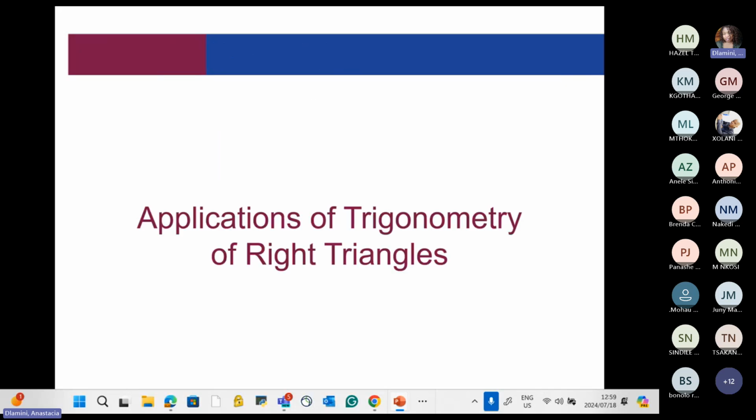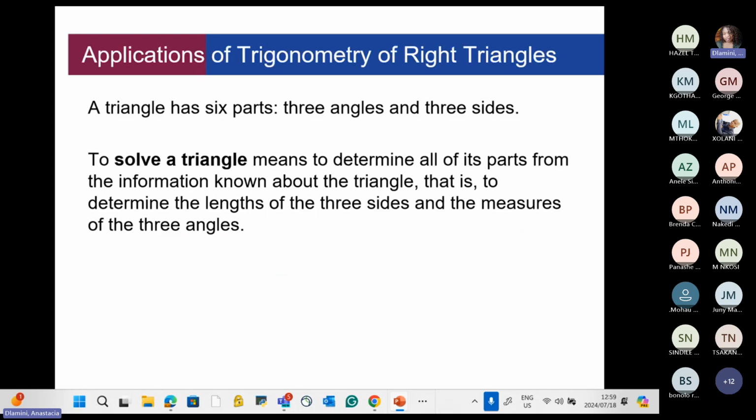Now we come to application of trigonometry. That's why I say if you understand your work, the other sections become very easy to you because you already understood the work. Okay, now the application of trigonometry of right triangle. Now they say the triangle has 6 parts, right? It means that it has 3 angles and 3 sides.